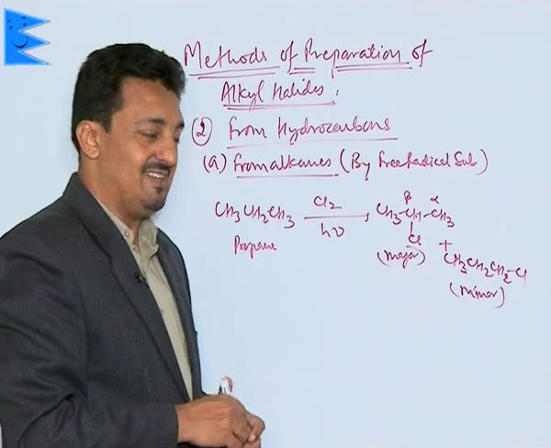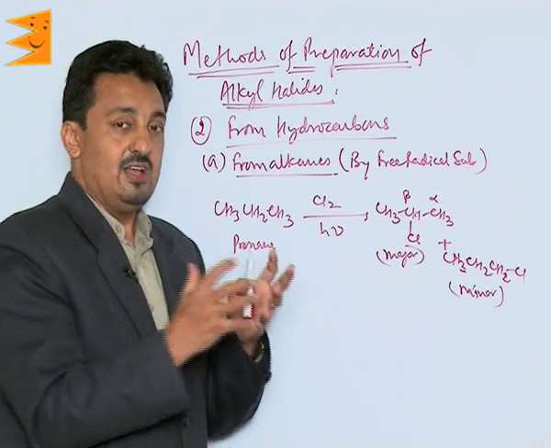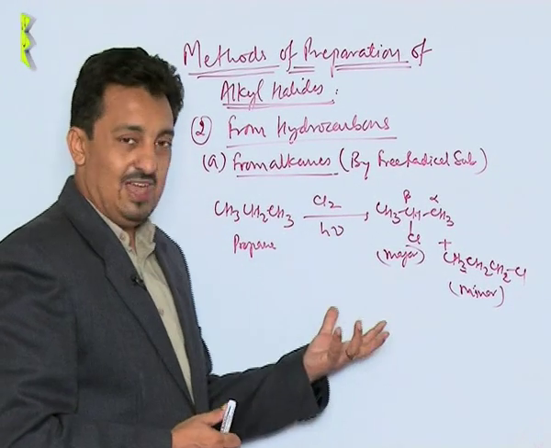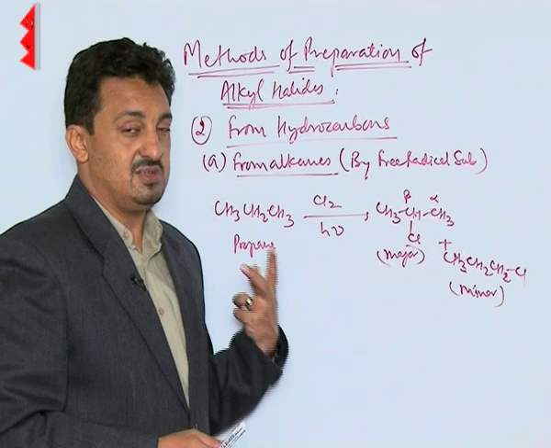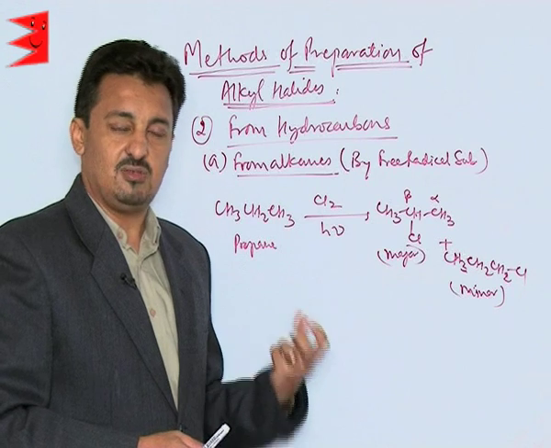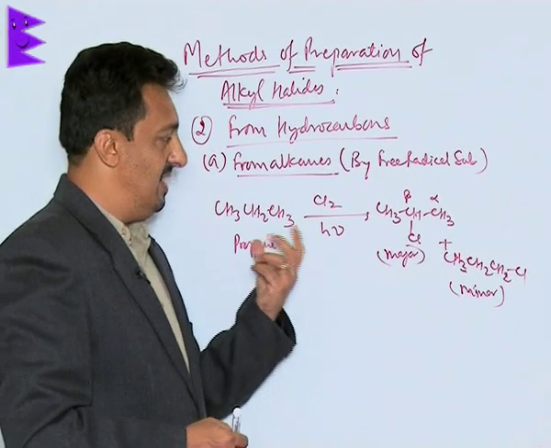But what we get is, yes, always the free radical substitution reaction of the alkanes gives us a complex mixture of mono or polyhalogen compounds, which are very difficult to separate. That is why this method is not very suitable for the preparation of a particular alkyl halide. That is why we never prefer it. But yes, it can be used.